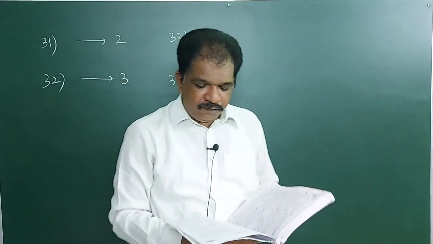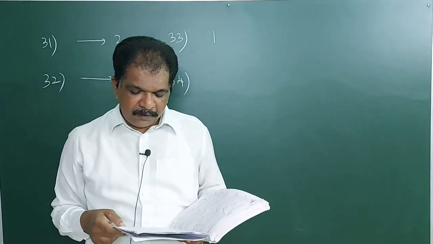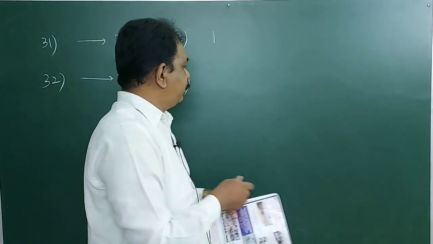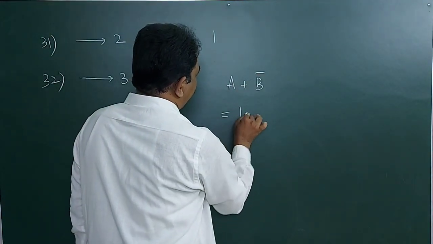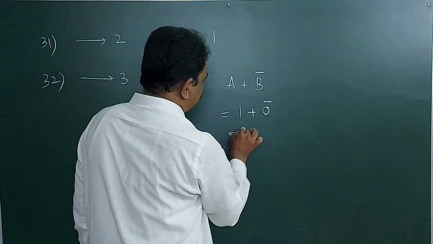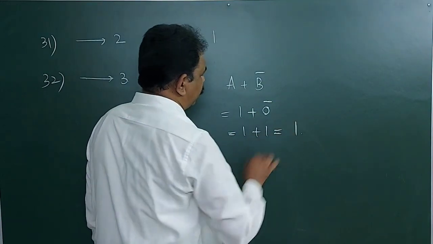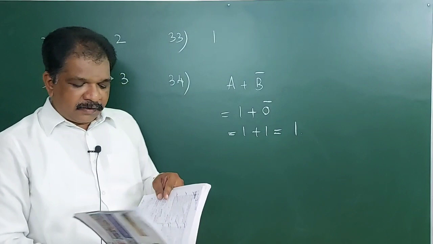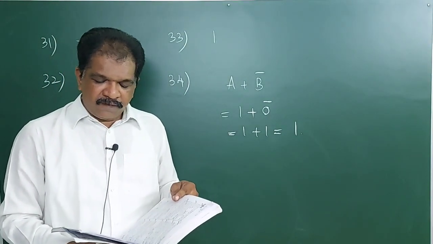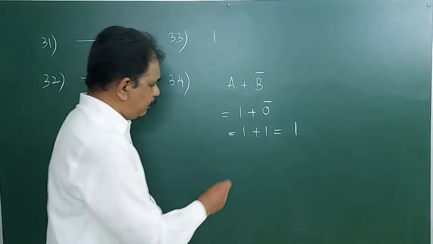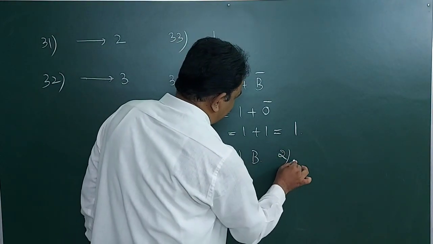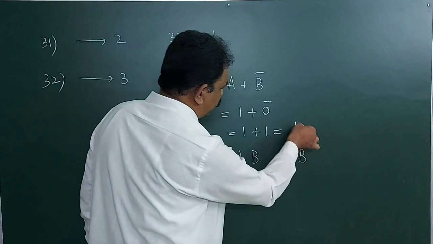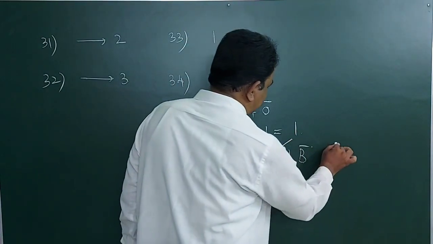Next, 34: A is 1, B is 0, A plus B bar. A will be 1, and 0 bar means 1. 1 plus 1 will be 1. So what will be the options? The first option is not correct because they gave B, and B means 0, right? The second option they gave B bar. 0 bar means 1. This is correct.